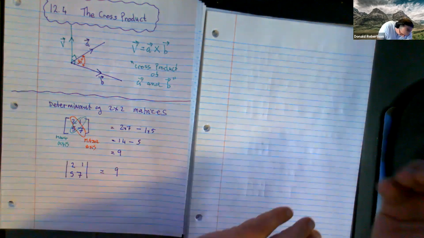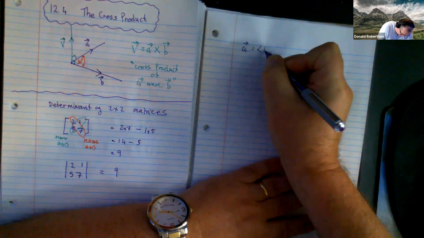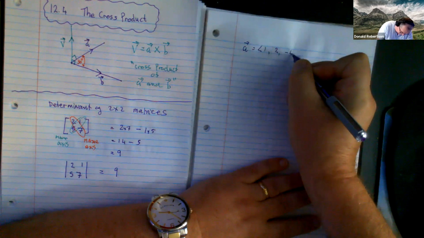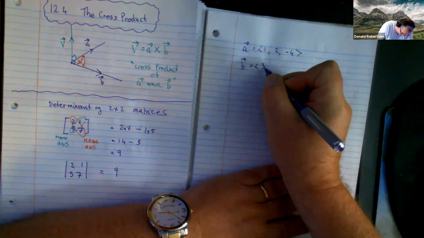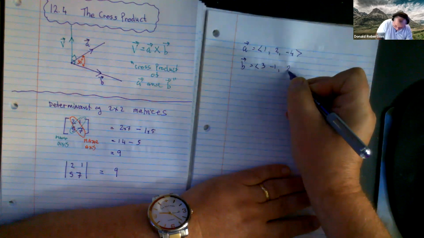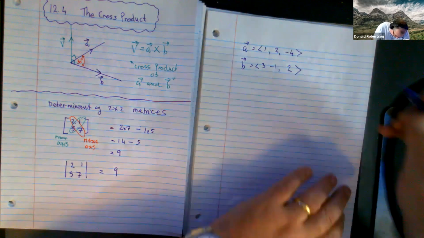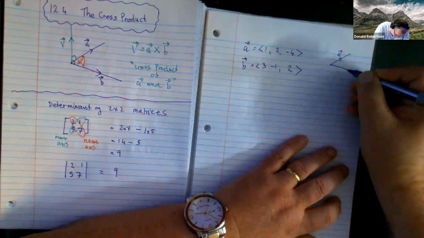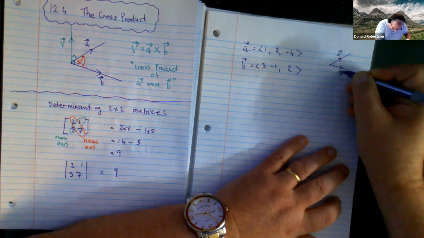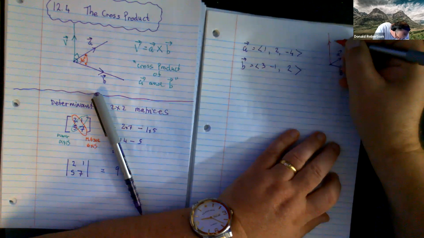So here goes. Suppose my first vector is 1, 2, -4, and that my second vector is 3, -1, 2. I've just randomly chosen 2 vectors. Can we pretend that that's A, and we'll pretend that's B? Then we are going to find the cross product, A cross B.